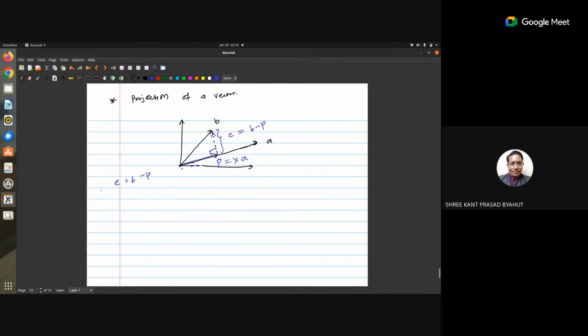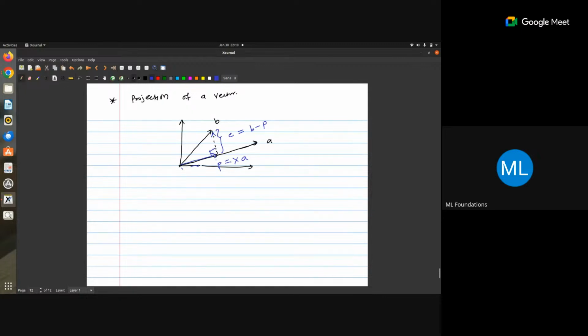Now, is this understanding okay? The vector B minus vector P. I'm representing vectors by small letters and matrices by capital letters. That's the distinction. Capital P will be a matrix and small p will be a vector. So this is a vector actually. Small p equals X times A.